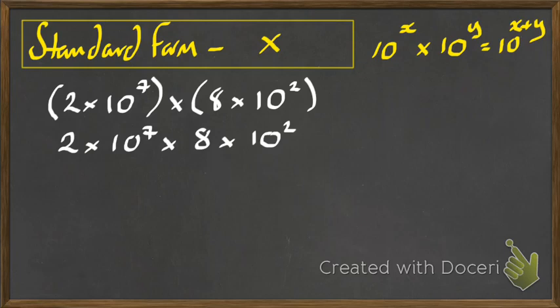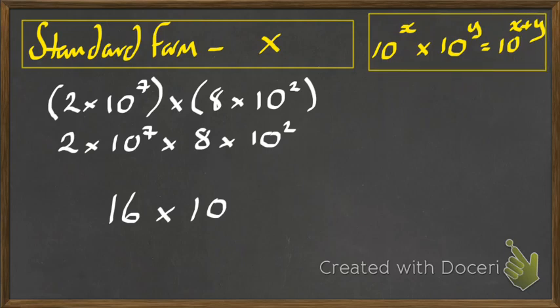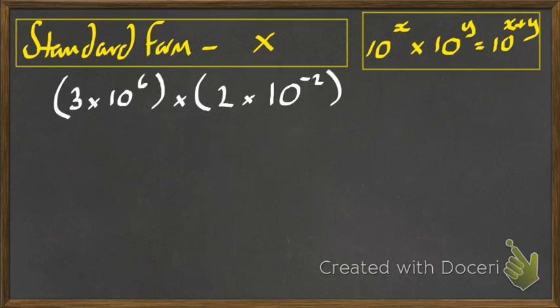Firstly, I multiply the numbers, and I get 2 times 8, which is 16. Multiply, because I've got to keep it in standard form, 10, and up here I've put the rule for you. So it's 10 to the x, which is 7 in this case, plus my y, which is 2. I just add them, that's all I do. So it becomes 16 times 10 to the 9. Easy or what?